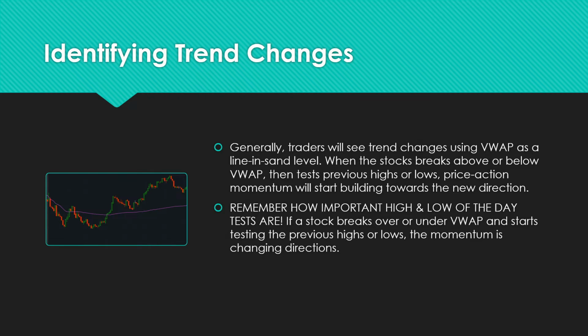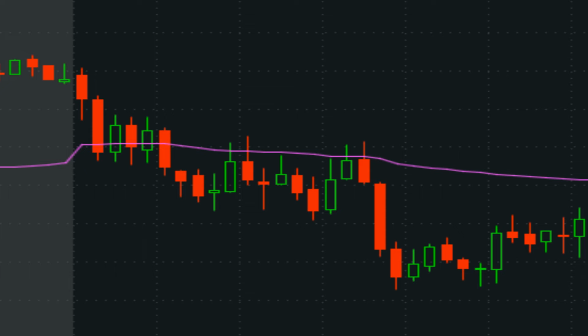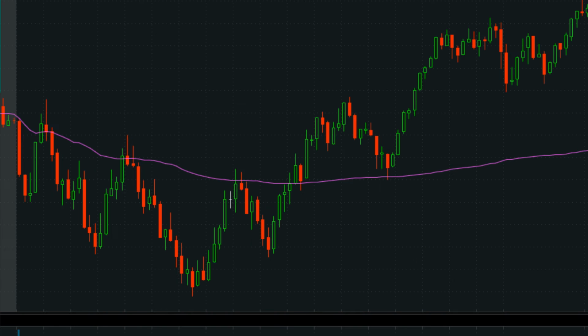The big thing I want traders to truly understand about trend changes using the volume weighted average price is that as they happen, you're looking at the VWAP as a line in the sand level. When a stock breaks over or under it, and then starts testing previous highs or lows, price action and momentum will start building towards the new direction, and you really need to be aware of that. Remember how important tests of the previous highs and lows are. If a stock breaks over or under the VWAP and starts testing the previous highs or lows, the momentum is changing directions, and you really need to understand where it's going, because if not, you can get yourself in trouble. You can turn into a bag holder, all that bad stuff.